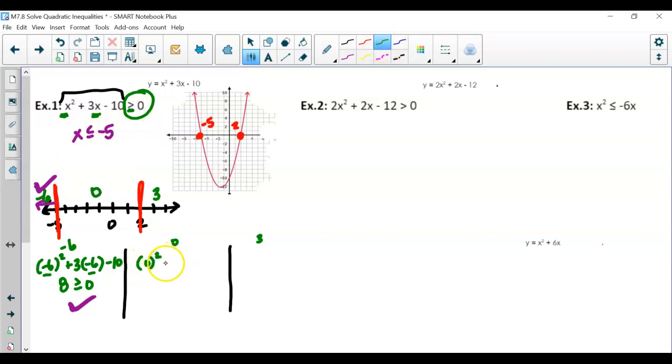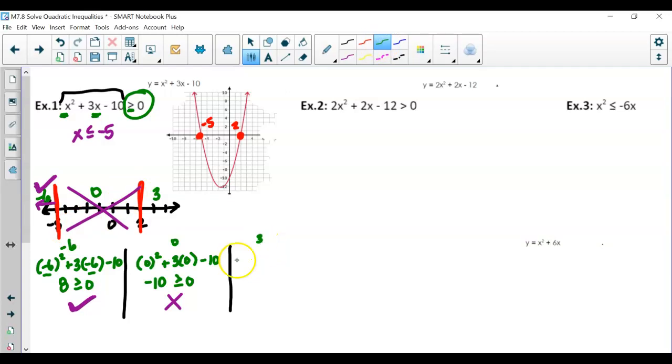So now let's check 0. 0 squared plus 3 times 0 minus 10. Now when you simplify, you get negative 10. So is negative 10 greater than or equal to 0? No, negative 10 is less than. So that means this section is not a solution.